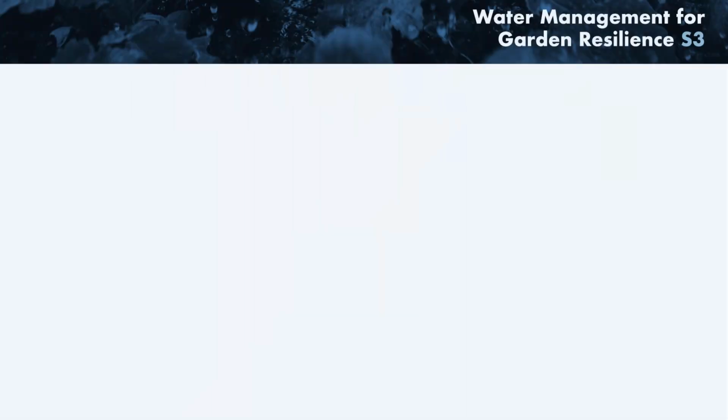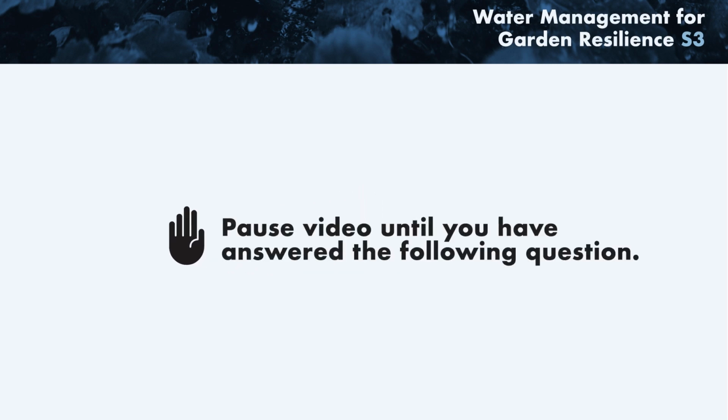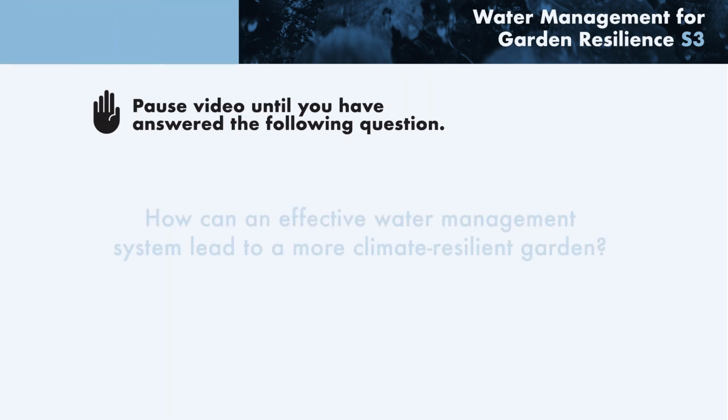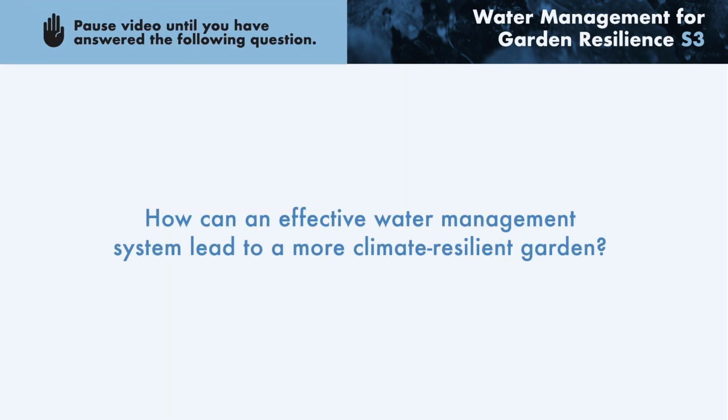As we conclude the session, let's stop and take a moment to review all that we have learned. Pause the video so you can write down your answer to the following question or discuss with your group. How can an effective water management system lead to a more climate-resilient garden?